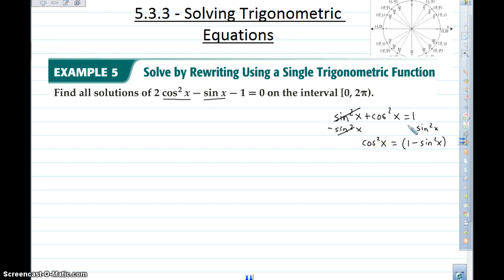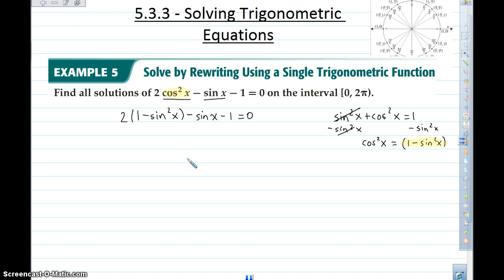So here's my replacement. 1 minus sine squared x. I'm going to replace that with the cosine squared x right here. And that parentheses will help me remember that I need to distribute the 2 when I do the replacement. So right here now, I'm going to write 2 times parentheses 1 minus sine squared x, minus sine of x minus 1 is equal to 0.